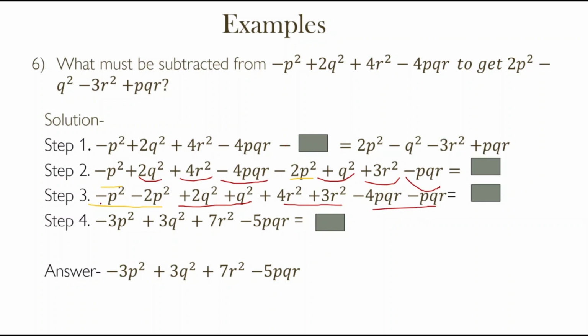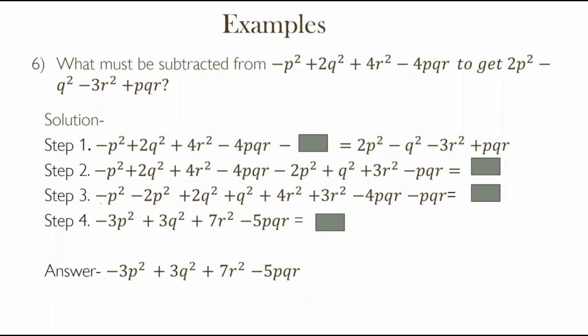Now please focus over here. Minus p square minus 2p square, both the terms have the same sign. Whenever the terms have the same sign, be it positive or negative, we always add. So p square is nothing but 1p square. So 1p square plus 2p square is 3p square, and the sign is negative, so the answer is minus 3p square. Next, when we did 2q square plus q square, we simply get 3q square.